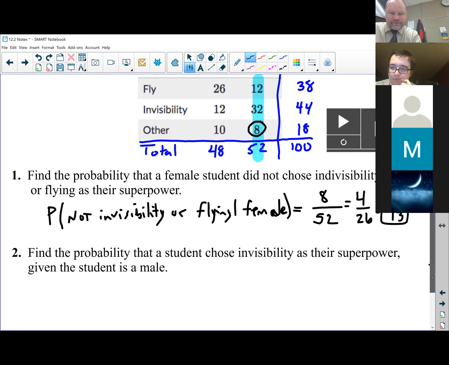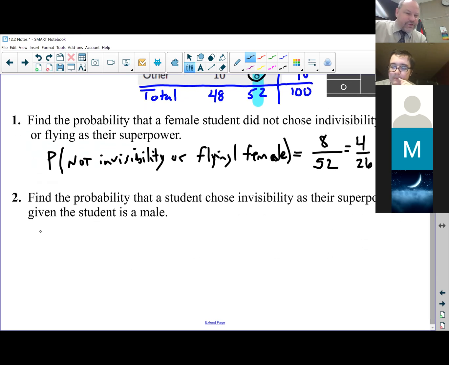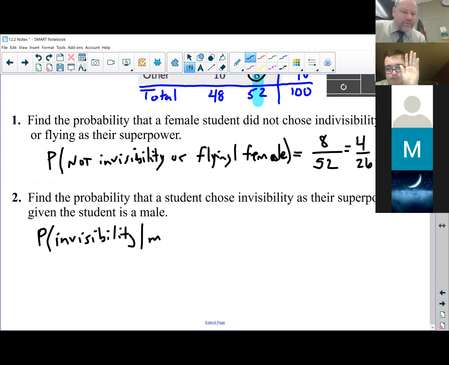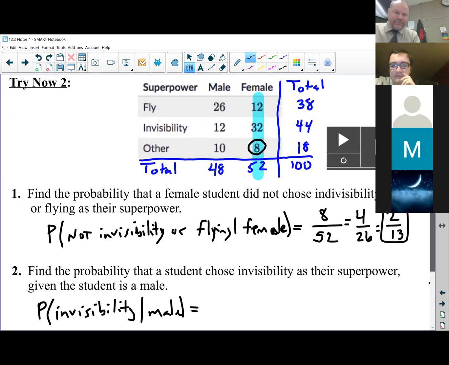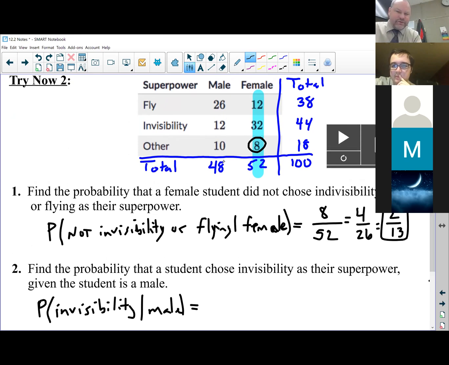All right, and the last one here. Find the probability that the student chose invisibility as their superpower given they were male. Shane, what do you have? 12 over 48. Okay. The males total 48. The number that chose invisibility, 12.